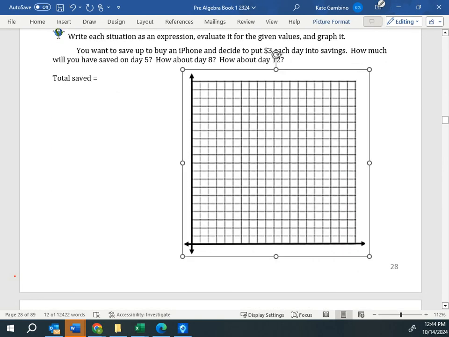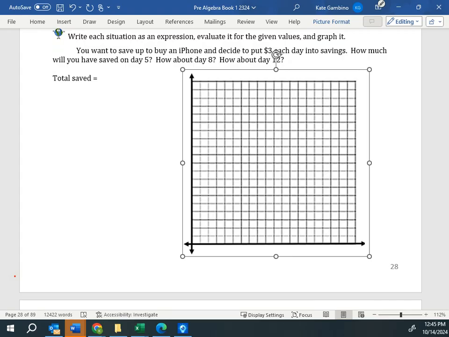Write each situation as an expression, evaluate it for the given values, and graph it. So you want to save up to buy an iPhone and decide to put $3 each day into savings. How much will you have saved on day 5, on day 8? How about day 12?